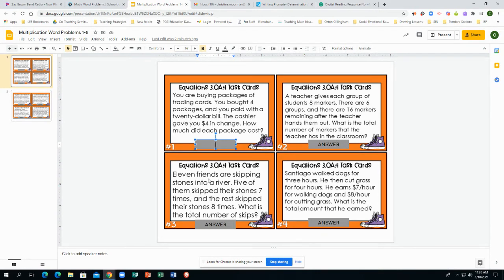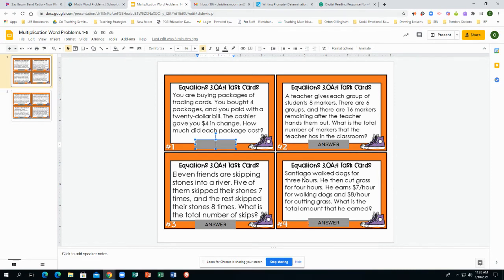Question 3. 11 friends are skipping stones into a river. 5 of them skipped their stones 7 times, and the rest skipped their stones 8 times. What is the total number of skips? So there's 11 friends total. The first 5 skipped them 7 times. There's your first problem. And the rest, how many friends are left over? Skip them 8 times. Make sure you add the answers to both of those problems and label your answer.